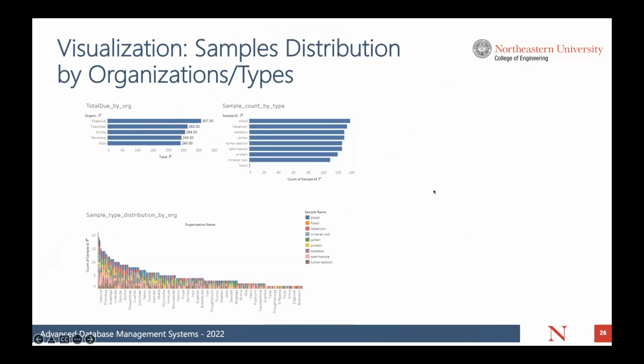In these pictures, we analyze the sample distribution by different organization types. This is the top 5 total due of different organizations. And this is the sample count of each sample type. The color chart below is the cumulative graph of the sample number in different organizations, and different colors represent different sample types.